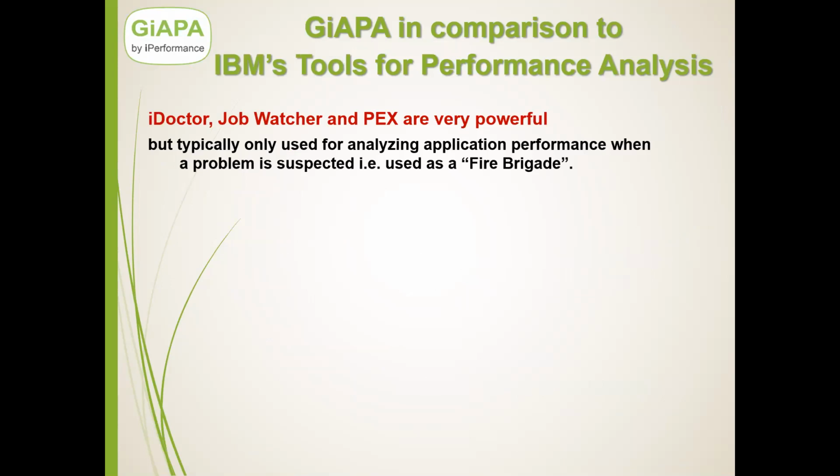IBM has, as we all know, some very powerful tools for analyzing performance. Therefore, GiAPA obviously had to offer something additional and different in order to be considered at all. The IBM tools are normally only used to analyze applications when performance is unsatisfactory. The analysis is targeted against a certain job and is very detailed and therefore also a bit resource intensive, retrieving information maybe every millisecond. It was never intended to be used to look at all jobs all the time.